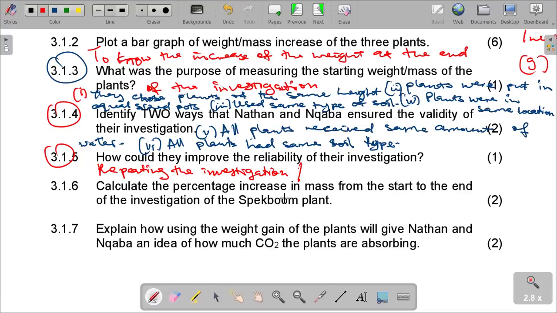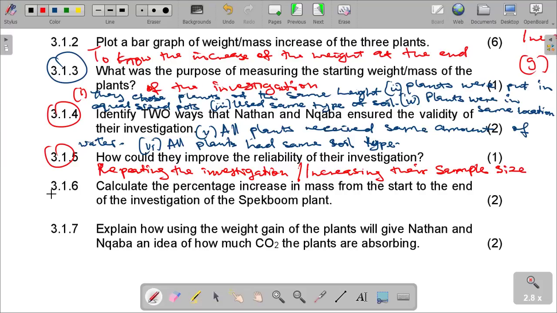They can also increase their sample size. Instead of 3 plants, they can have many. These are measures that are done. Repeating the investigation can be done to improve the reliability of the investigation, or increasing their sample size was also going to be correct.